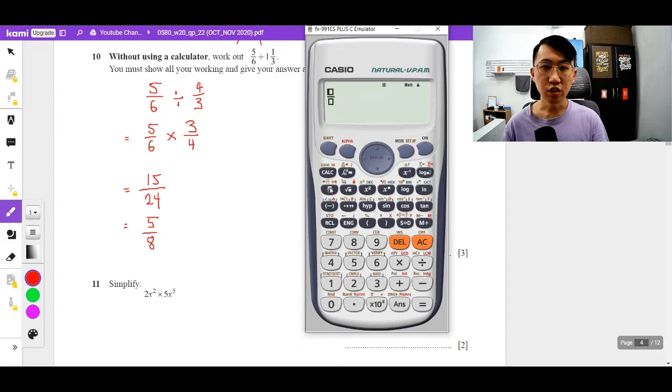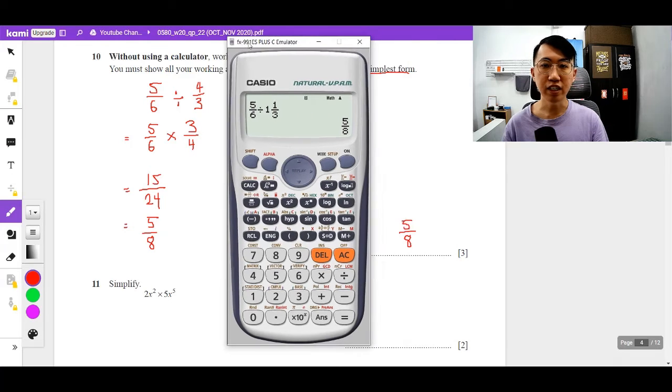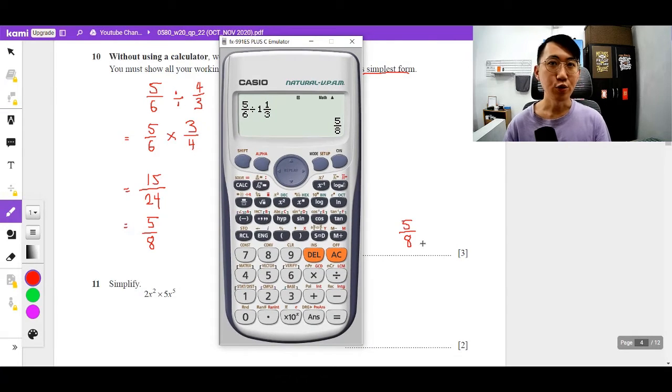So key in the original question, 5 over 6, divide, then press shift followed by this button right here, 1 over 3. Hopefully you get 5 over 8. Okay, see, it's going to match your final answer. That's how you know you are correct.